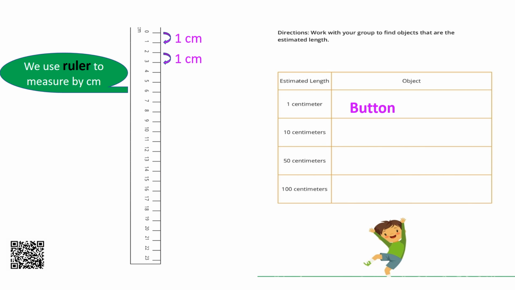10 centimeter. It's like what? It's like our pen. 10 centimeter. 50 centimeter. It's like what? Our table. 100 centimeter. It's like our board.